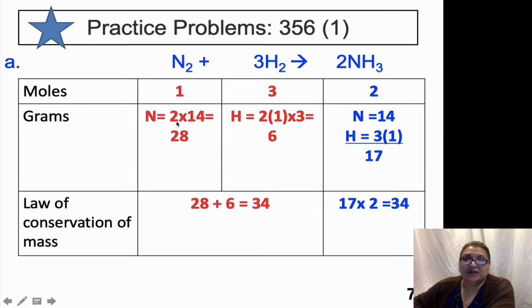Now we start looking up the mass from the periodic table. N is 14, but we have 2 of them. So 2 times 14 is 28. For the hydrogen, there are 2 times 1, but then also times 3, so we have 6. For NH3, N is 14, hydrogen is 1, but times 3 is 3, and we add them up, 17. But the coefficient is 2, so it's 34.